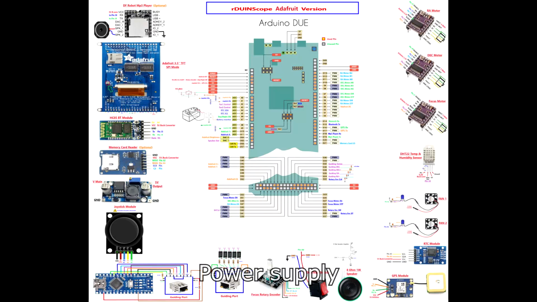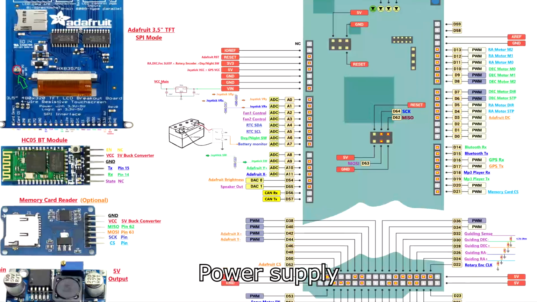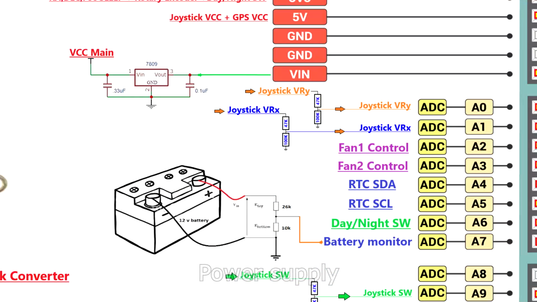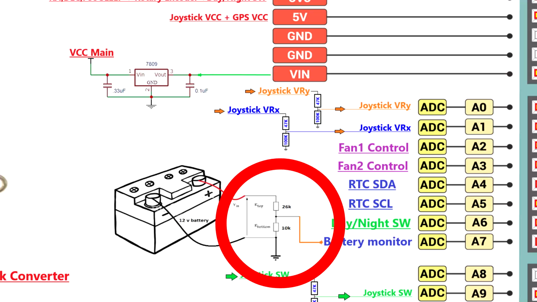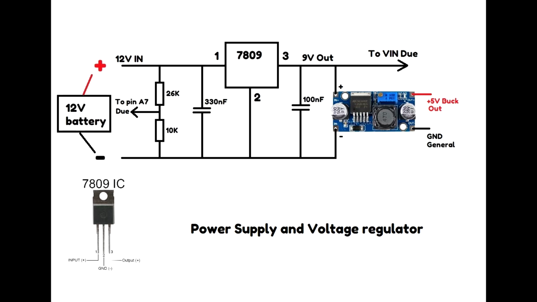Let's take a look now at the power supply section. If we take a look at the wiring diagram, we see there is a voltage regulator based on the 7809 transistor and a part with the monitoring of the battery. When we merge the 2 circuits, we obtain this one. We're gonna use this circuit to power the rDUINOScope and do the monitoring of the battery.